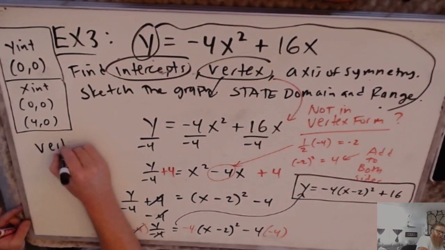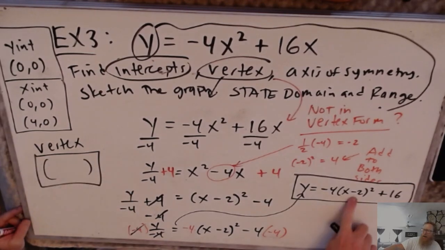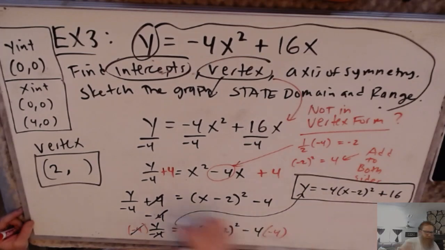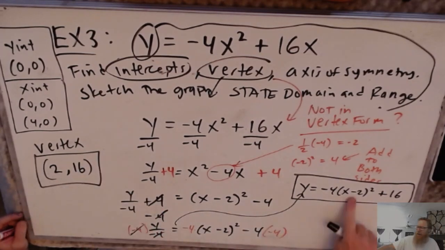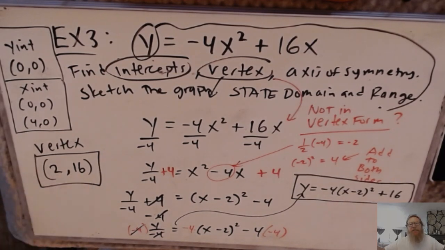And so your vertex, remember the vertex formula? The opposite of the inside number and exactly the outside number. So opposite of -2 is 2, and exactly 16 is still exactly 16. So there's your vertex.